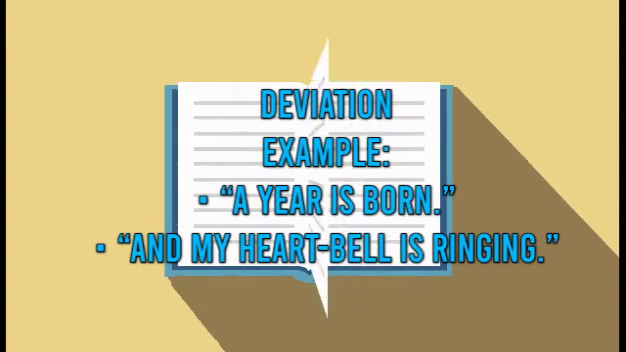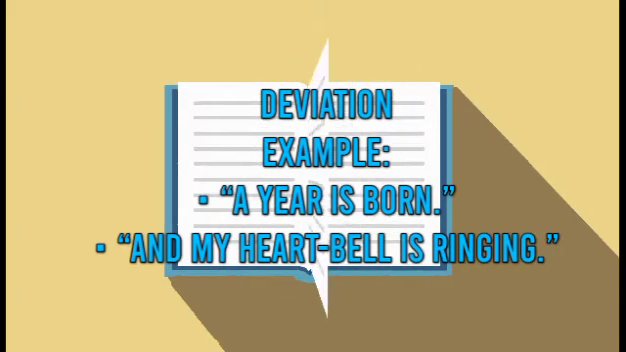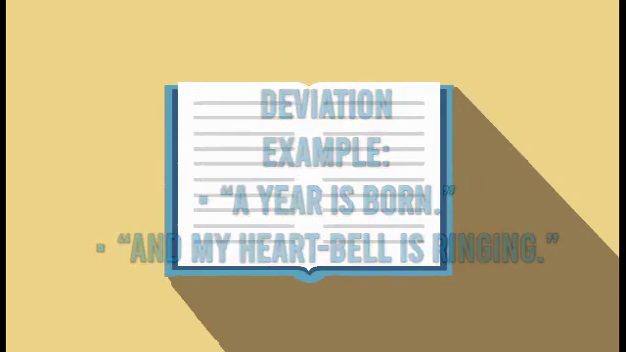So here are some examples of deviation. First is a metaphor for birthdays or New Year's: a year is born. Second is a metaphor for a fast beating heart: my heart bell is ringing.